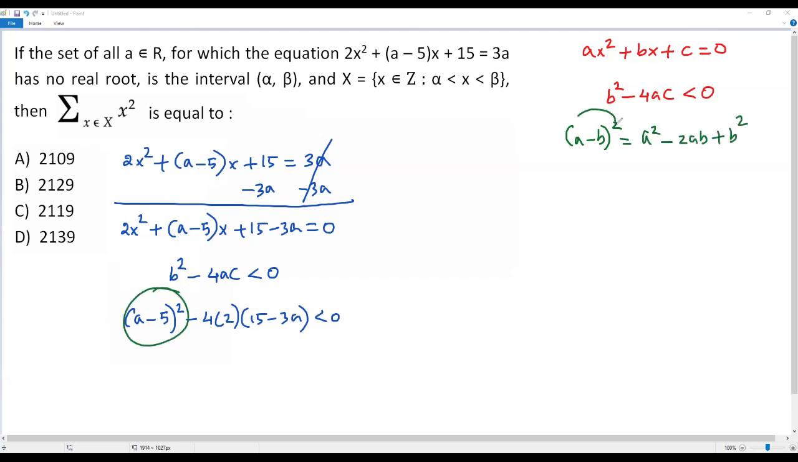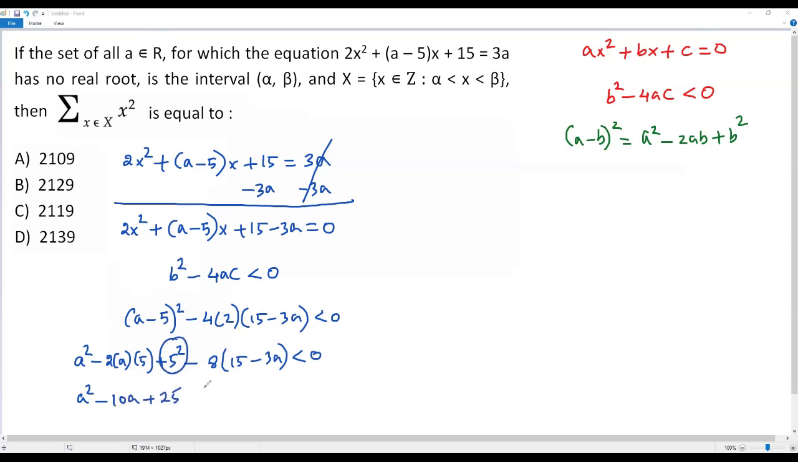Okay, comparing this and this, we have a at the place of a over here and we have 5 at the place of b over here. So in this expansion we have to write a at the place of a and 5 at the place of b to get the expansion of this square of the binomial. So let me do it. Then I'm getting a square minus 2 times a times 5, plus b square means 5 square, minus 4 times 2 is 8, 8 times (15 minus 3a), less than 0. Then we get a square minus 2 times a times 5 is 10a, plus 25.